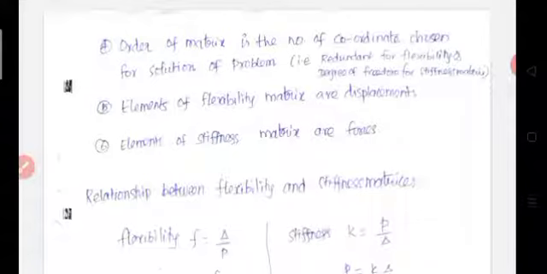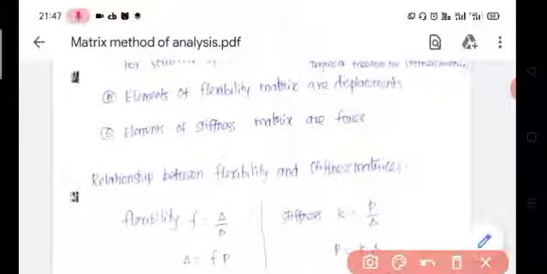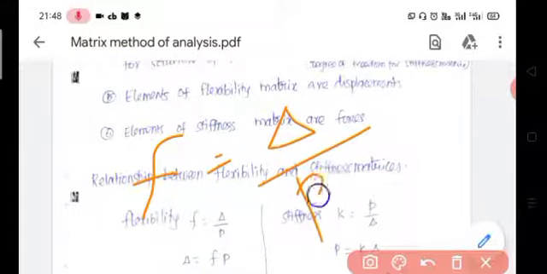Then the fifth property, the elements of the flexibility matrix are displacements. We already know the flexibility F is equal to deflection divided by unit force, P is equal to 1. So the deflection produced by a unit force is called flexibility. Therefore the elements of the flexibility matrix are always displacements.